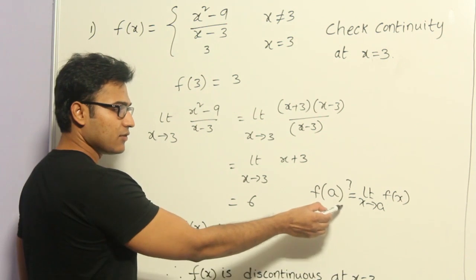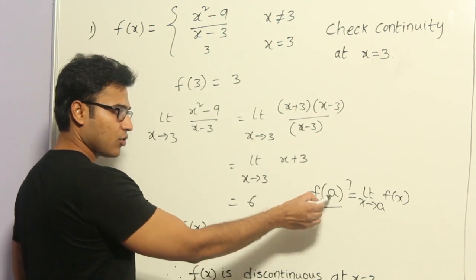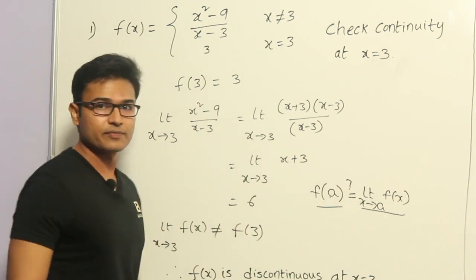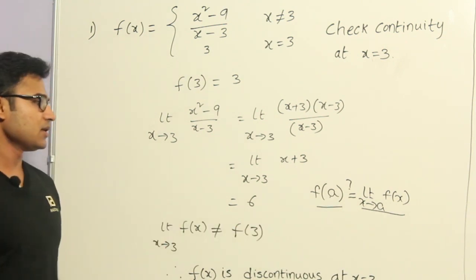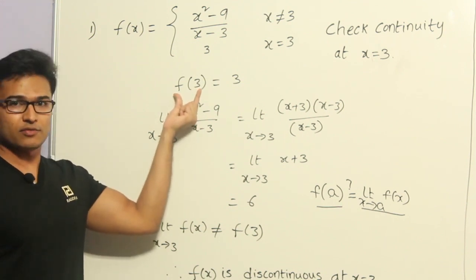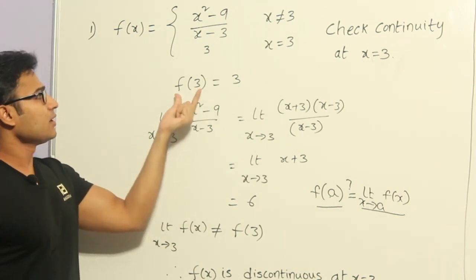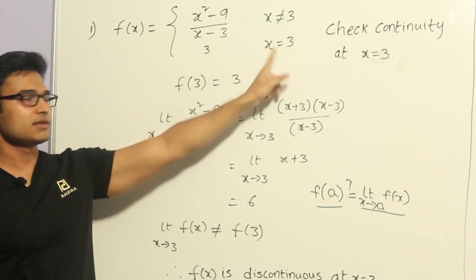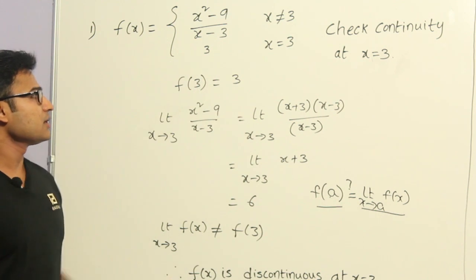So we compare the function value at a point a and the function value as we approach the point a. Now f(a) is in this case f(3), because that is the point we are looking at, and f(3) is already given as 3. So when x equals 3, this value is 3, so I have written it as 3.